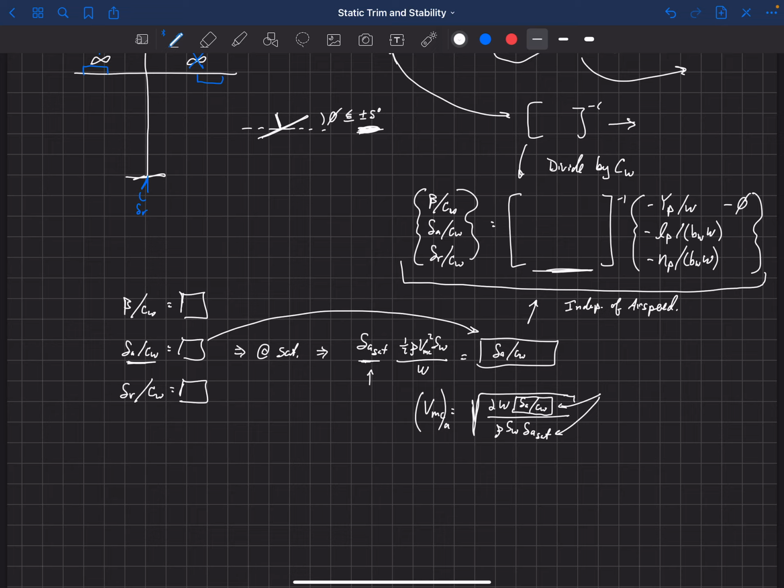And we could work through the same thing for the rudder. So VMC of the rudder is equal to the square root of 2W times delta R over CW, whatever I got for that ratio there, divided by rho SW delta R saturation, okay? So I'll get a value for each of these. I'll get a VMC for the aileron and a VMC for the rudder. So this is a minimum control airspeed for the aileron, minimum control airspeed for the rudder.